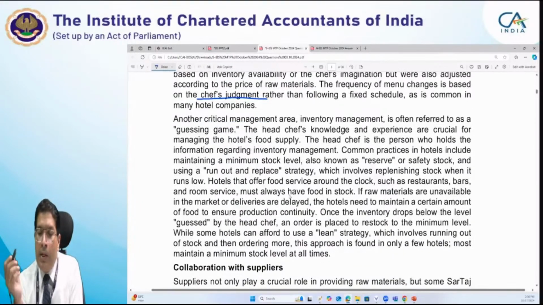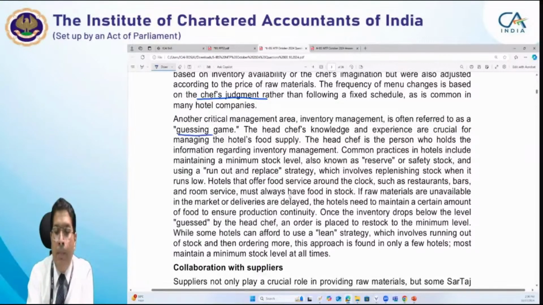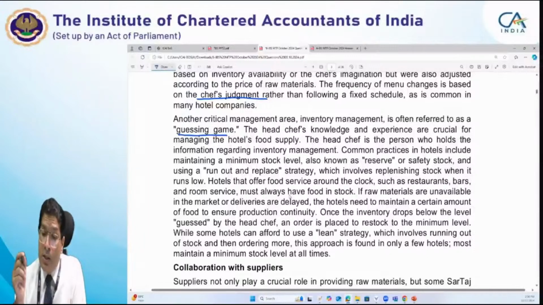Another critical management area is inventory management, often referred to as a guessing game. Again, it is a guessing game. The head chef's knowledge and experience are crucial for managing the hotel's food supply. The head chef is the person who holds the information regarding inventory management.